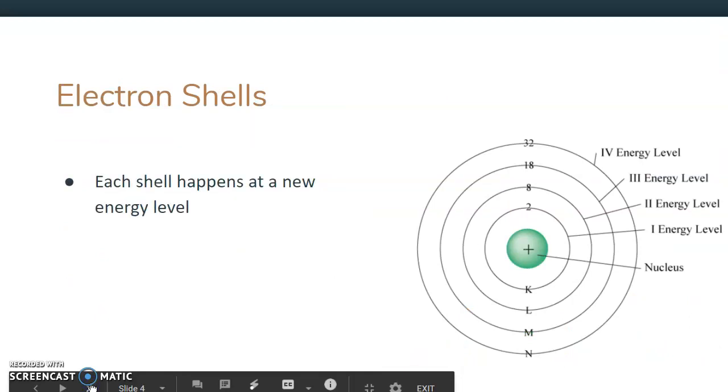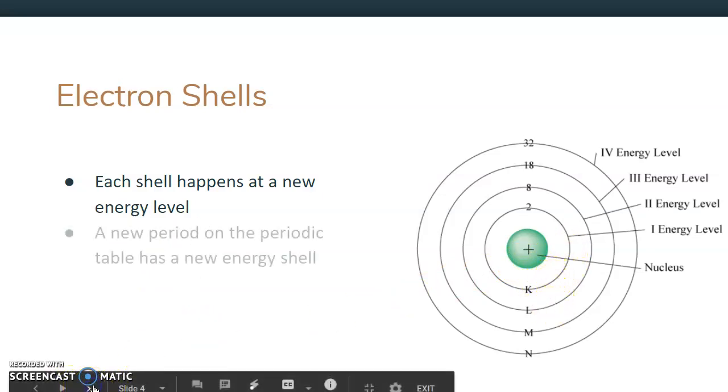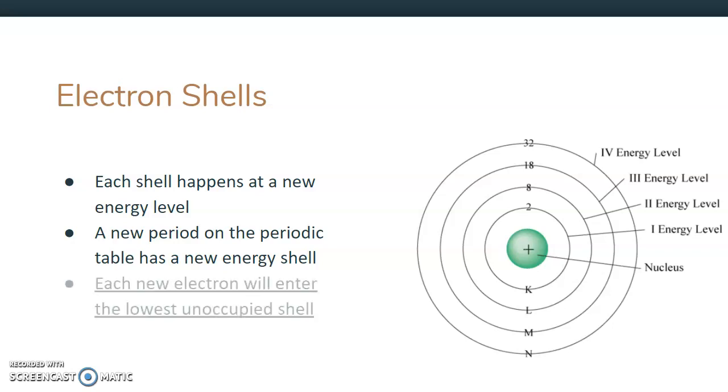So let's talk more about our shells. Each shell happens at a new energy level. So when our energy level goes up from our K shell to our L shell, it's the next energy level. A new period on the periodic table shows that we have a new energy level. So every time we go from our second row to our third row, or our third row to our fourth row, we're going into our next energy level.